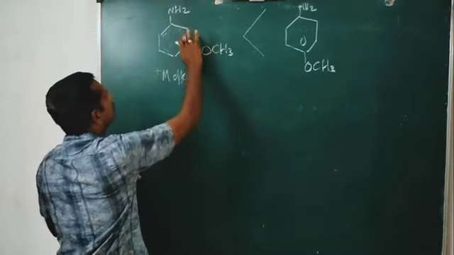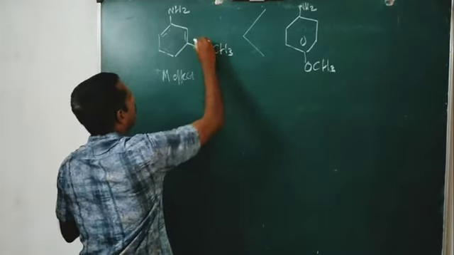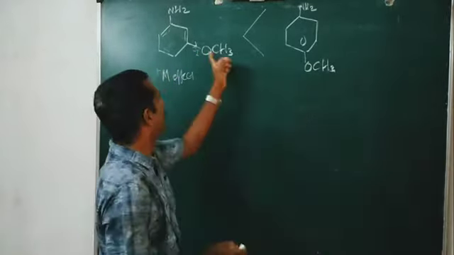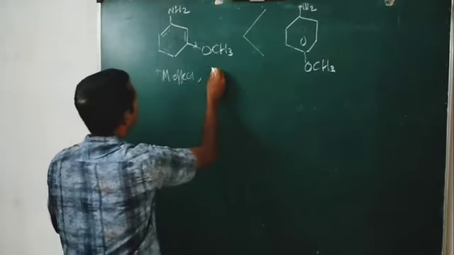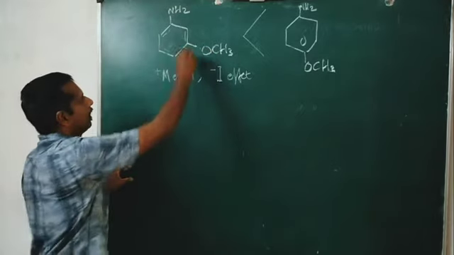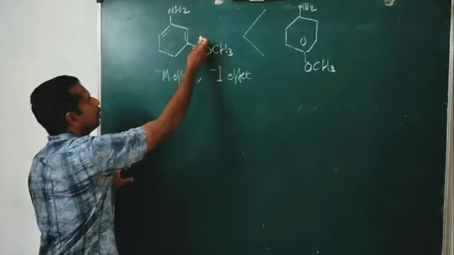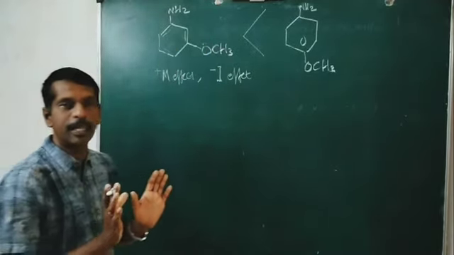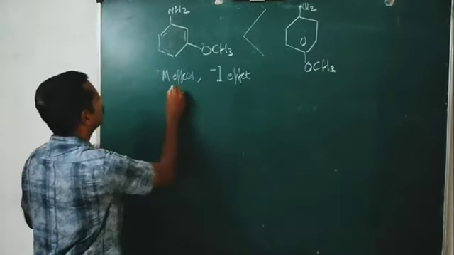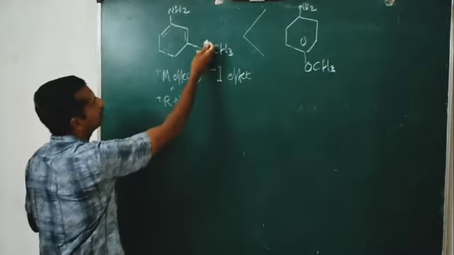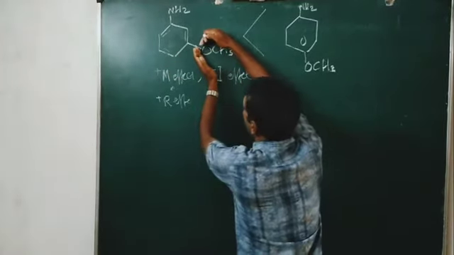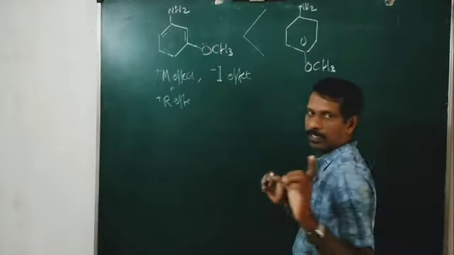At the same time, this OCH3 group has a minus I effect also, because OCH3 group is electron withdrawing. It has a minus I effect. So here there is a plus M effect, and similarly a minus I effect also. Once again I am explaining: OCH3 group, because of the lone pair of electrons, has a plus M effect. That means an electron pushing effect. It will undergo resonance, that means plus M effect or plus R effect is there. At the same time, OCH3 group has an electron withdrawing effect, that means minus I effect.